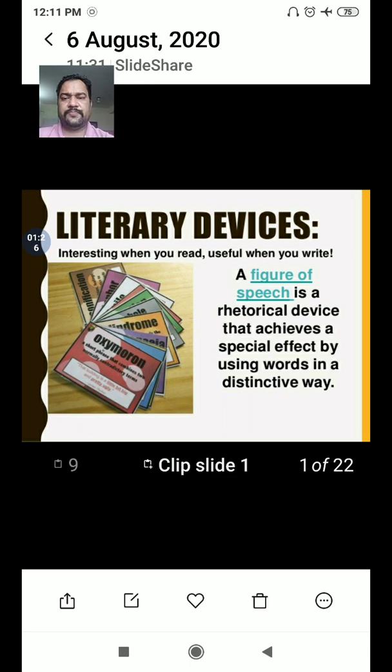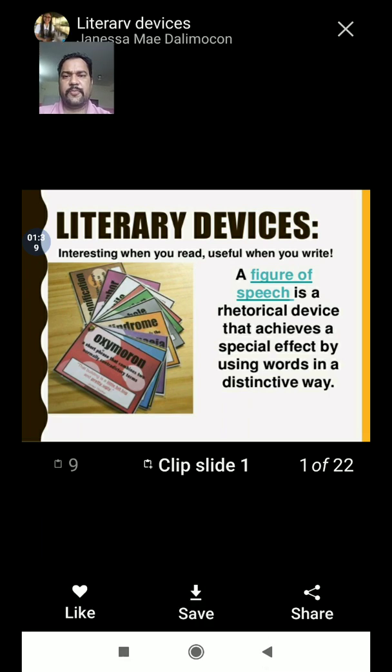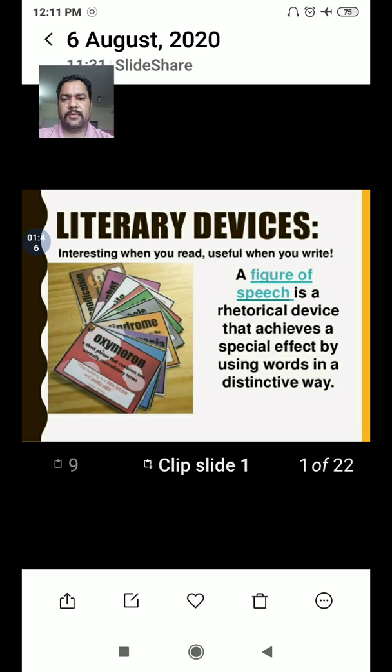So first of all, I would like to request all of you to pay attention and understand the topic. For some of you, it might be a new topic. First of all, the literary devices are interesting when you read them. You might come across them in poetry or some work of fiction, and they are also useful when you write them in the writing section. That might be your article or story or any other writing.